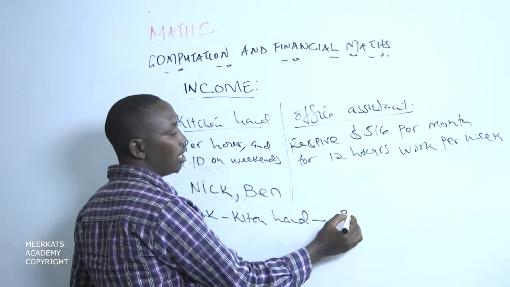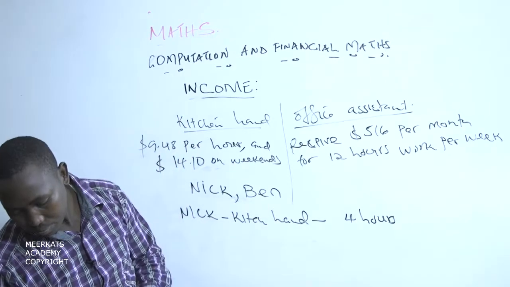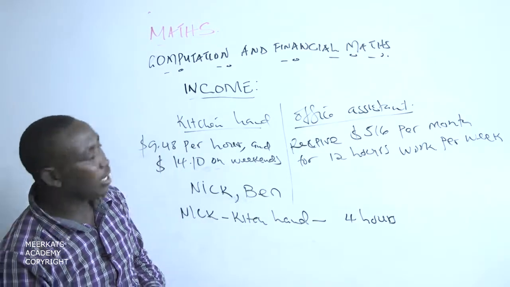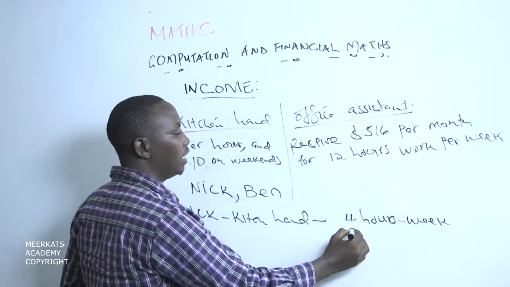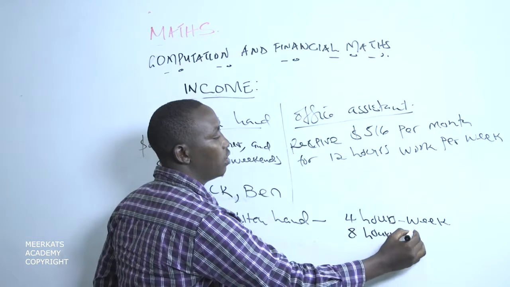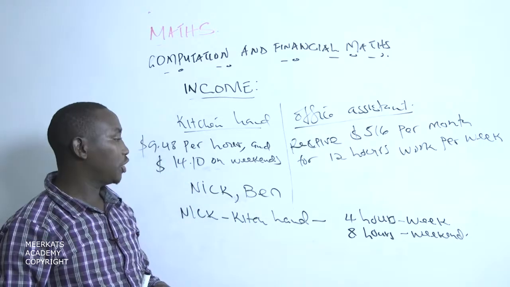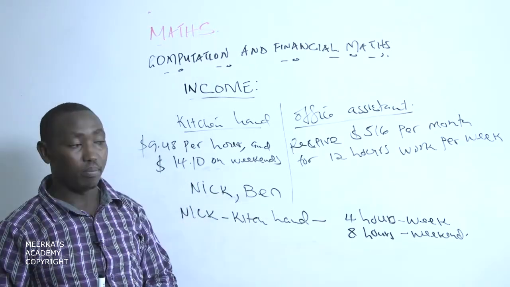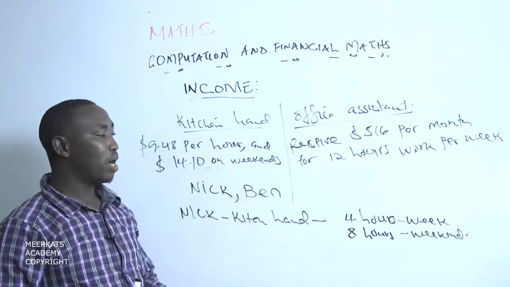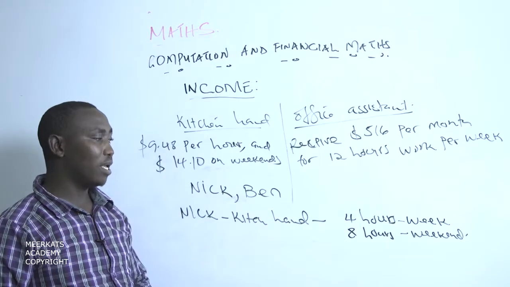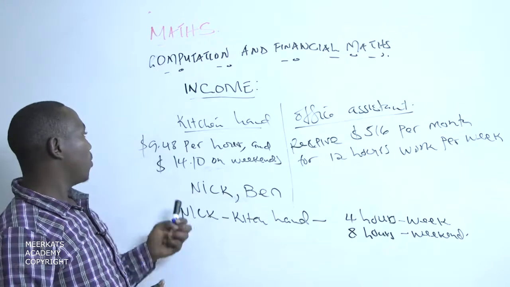On a week, he will work for 4 hours during the week, and 8 hours on the weekend. How much would Nick take home? So we are supposed to make a calculation of how much Nick will take home when he works for 4 hours a week on a weekday and 8 hours on a weekend. So we need to consider this.